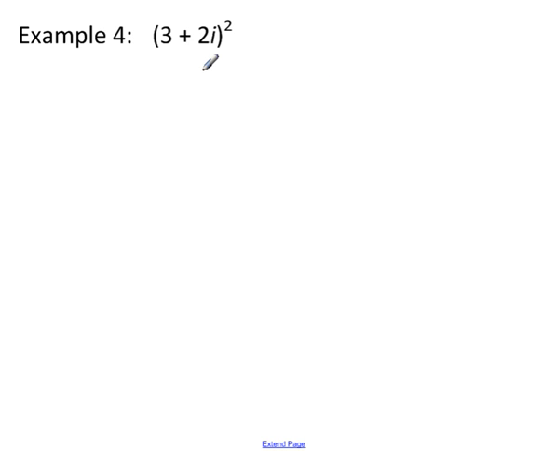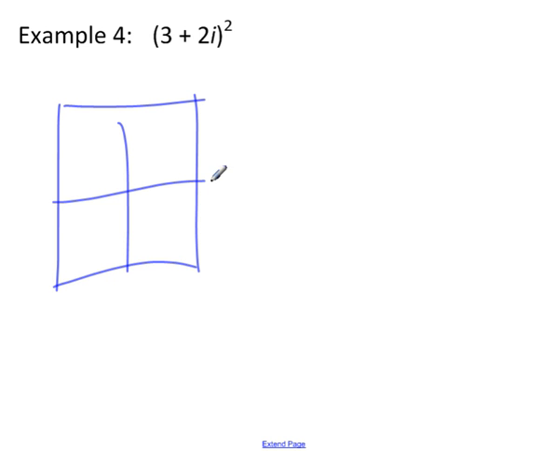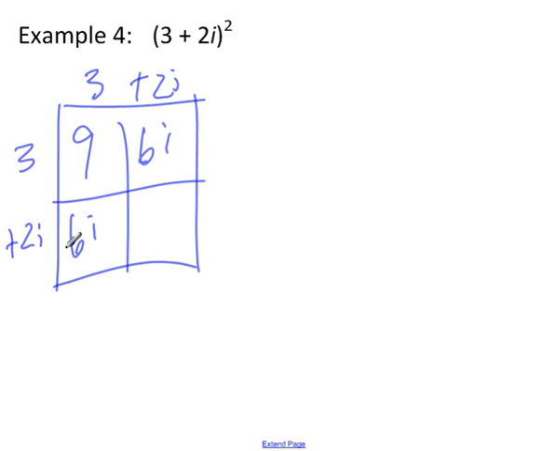So here, example number 4, we're going to have to do some box method with this because I doubt any of us remember that pattern involving the square of the binomial. So we got 3 plus 2i, 3 plus 2i. 3 times 3 is going to make 9. We get 6i here, 6i there, and 2 times 2 is 4i squared.